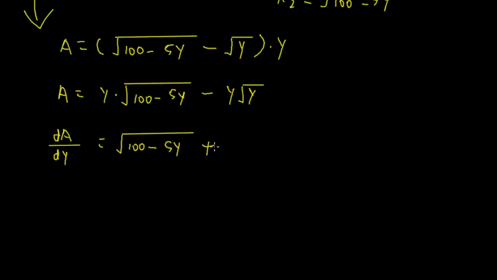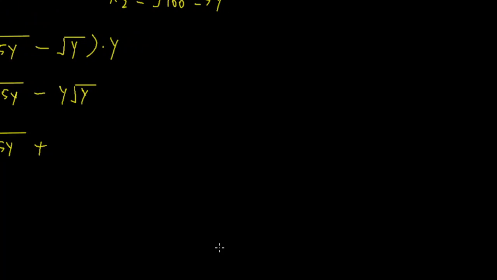So what is that? Look at it like that. The square root of 100 minus 5y is the same as 100 minus 5y to the power of 1/2, right? When you take the derivative, you have to use the chain rule, because this is a function here.